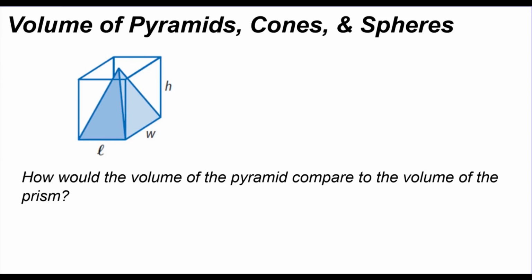Well, I hope that we would agree that it's obvious that the volume of the pyramid is going to be less than the volume of the prism. So it's going to be some portion of that volume. So the volume of the prism, remember, is area of the base times height. So the pyramid has to be less than that or some fraction of that. So the question is, what fraction is it? Is it going to be half? Is it less than half? Is it more than half? What portion of the prism does the pyramid take up?